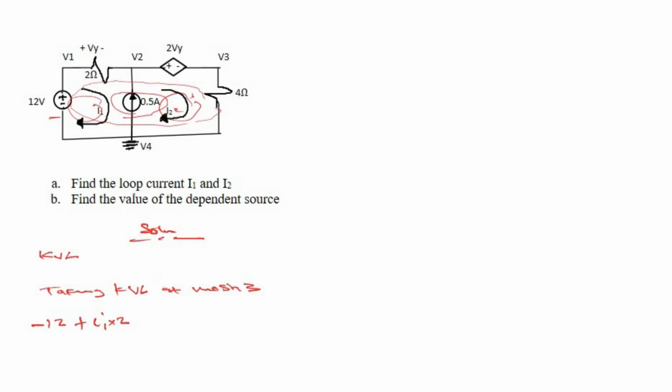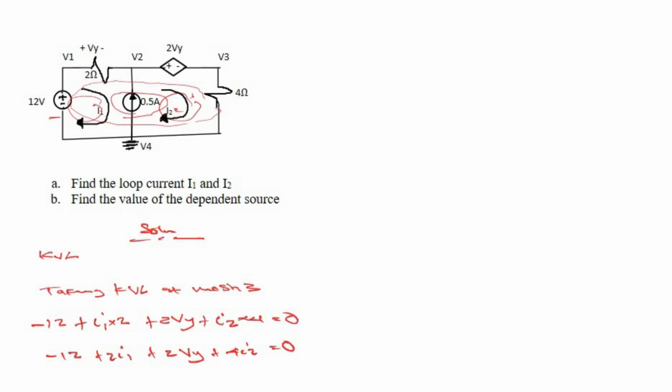Then we are having plus this dependent source. We are having plus and minus, so it will be plus 2Vy. Then we are having the last resistance, which is 4 ohm, and it is having the current I2 since it's at the second mesh, I2 multiplied by 4, all equal to 0. So this is the total voltage drop across the entire loop, which is mesh 3, and it is equal to 0 using KVL. So here we are having minus 12 plus 2I1 plus 2Vy plus 4I2 equal to 0.